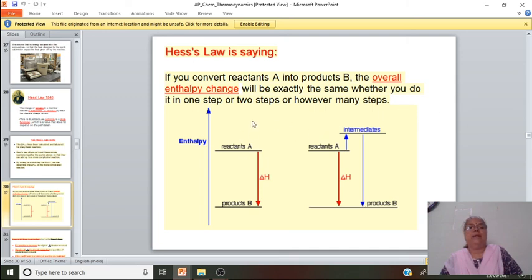And remember that enthalpy is also a state function. It depends only on the initial state and final state, and not on the path followed. So the enthalpy of reaction is the enthalpy of product minus the enthalpy of reactant. And we will see the next point later on.